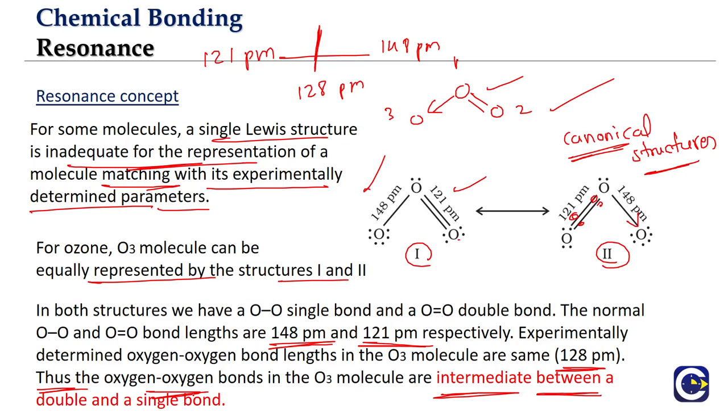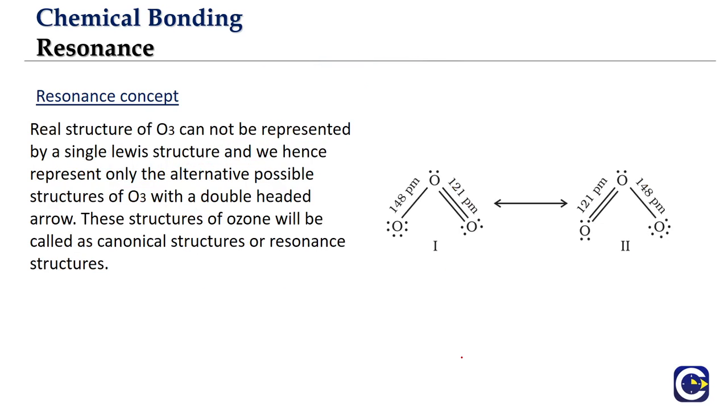So how do we explain it? We say ozone can be represented either by this structure or this structure, but in reality ozone does not have the properties given by either structure 1 or structure 2. How do we explain this observation? What we observe is that in ozone both oxygen-oxygen bonds are not different, they are identical. They have the same bond length, the same bond energy, and so on and so forth.